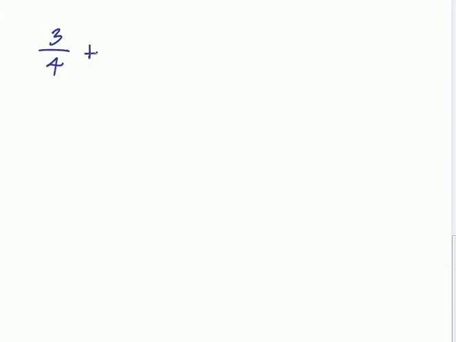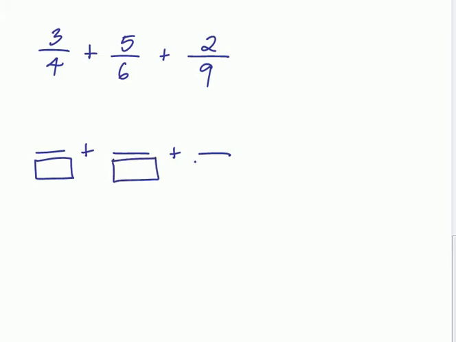Three-fourths plus, and I'm going to stick with three fractions because I just feel like doing lots of work here, plus 5/6 plus 2/9. Clearly, we can't add them as they are now because we're not adding like things. So what we're going to do is try to change each of these three fractions to an equivalent fraction in which they all have the same denominator. So over here on the side, I'm going to write what we're doing. We're finding the least common denominator.